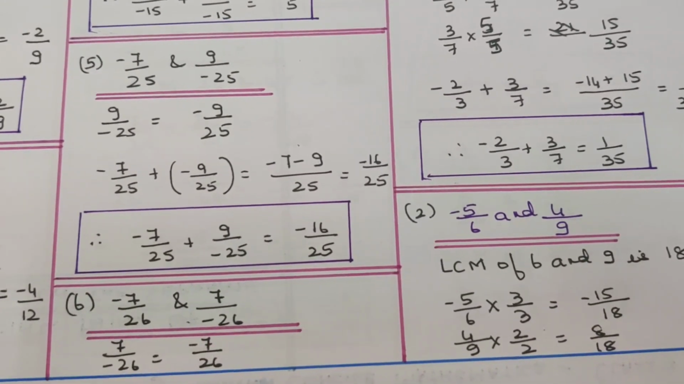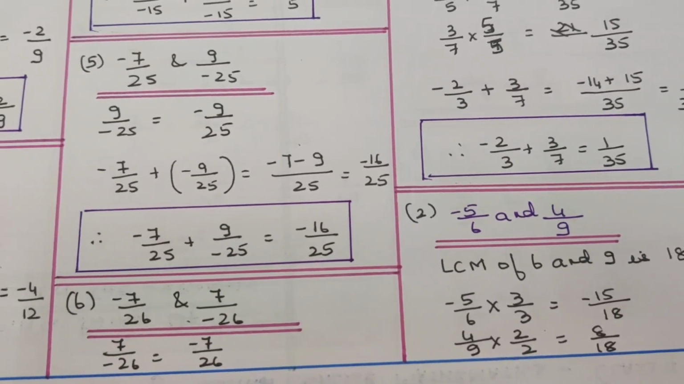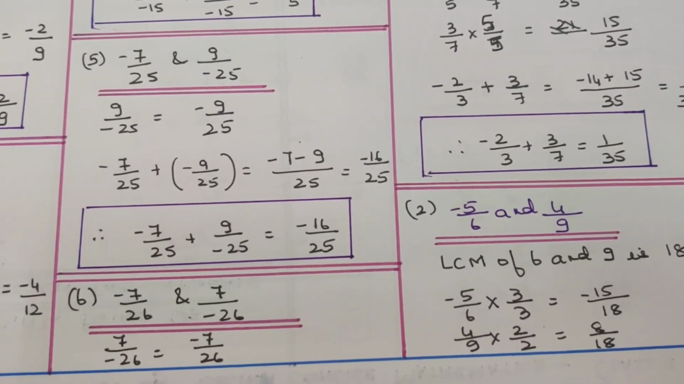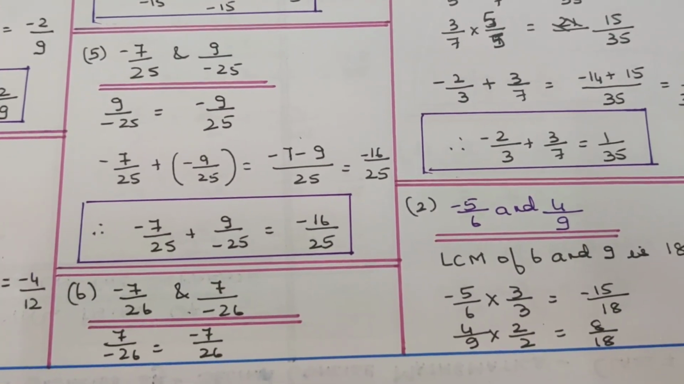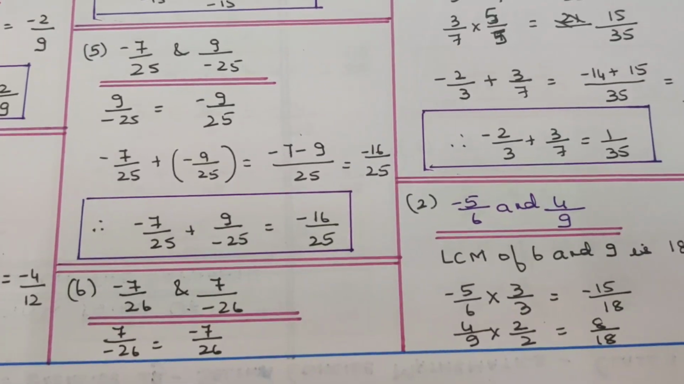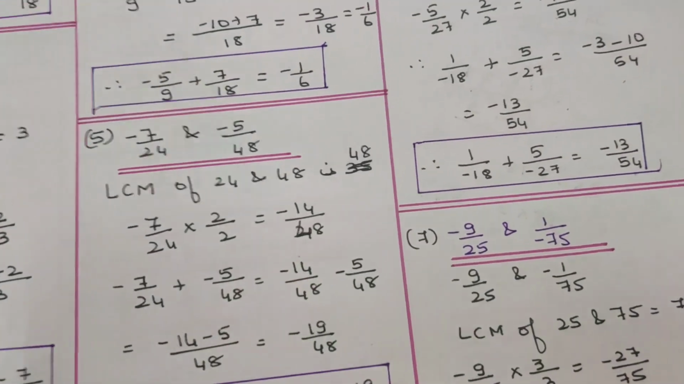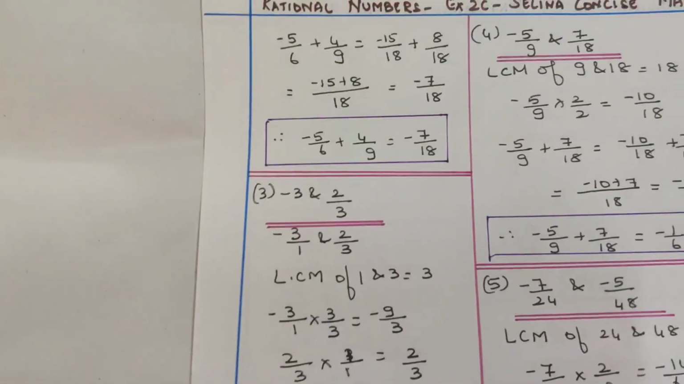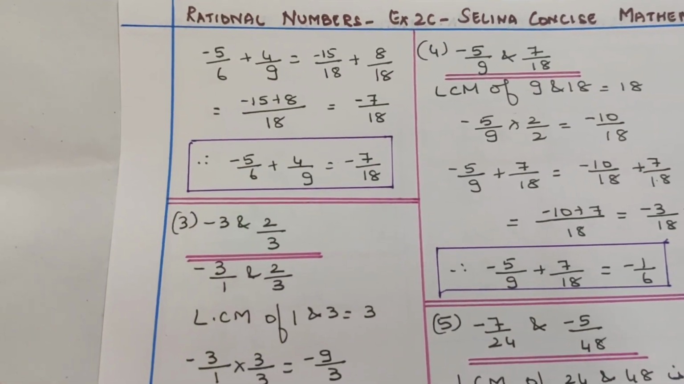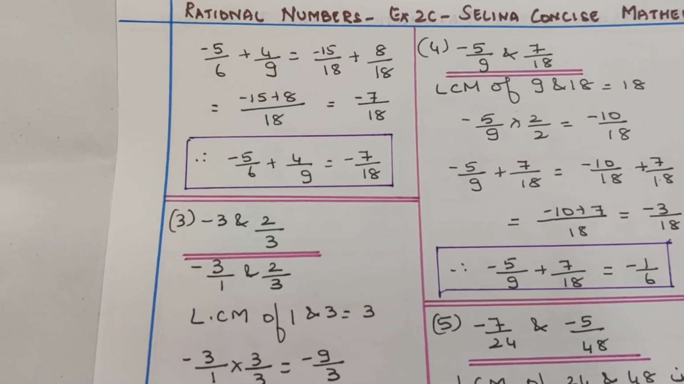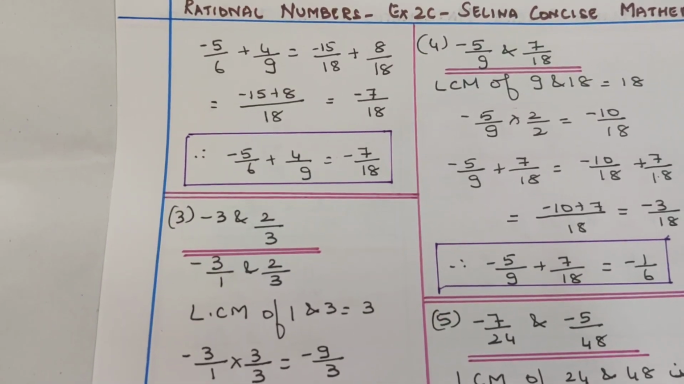So if you have to get 4 by 9 to a common denominator of 18, you multiply and divide the number 4 by 9 by 2 by 2. So we get 8 by 18. Now we have common denominators. So when we go ahead and solve the sum, you get minus 15 by 18 plus 8 by 18. Therefore the answer is nothing but minus 7 by 18.